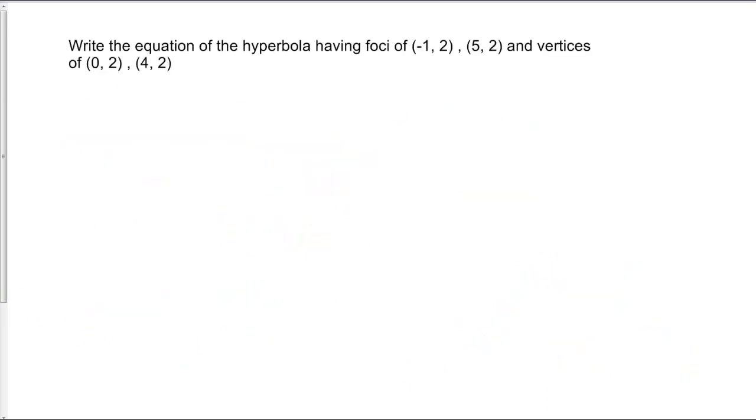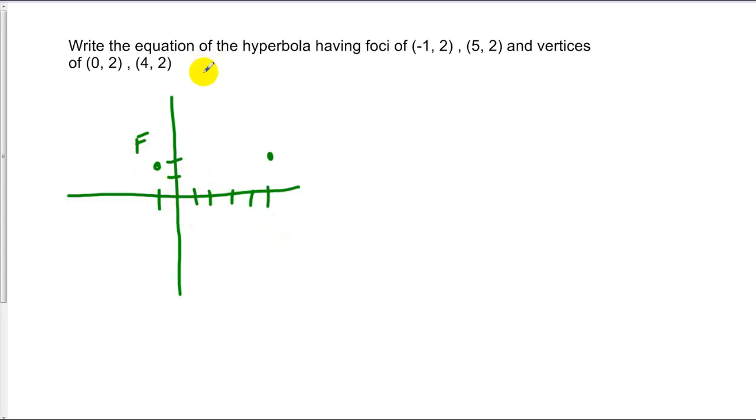Now, given some information, we're going to write the equation of the hyperbola. We know we've got foci at -1, 2 and 5, 2. So I'm going to sketch those out. Here's -1, 2 up. And let's go over 5 and 2 up. And once again, these are my focal points.